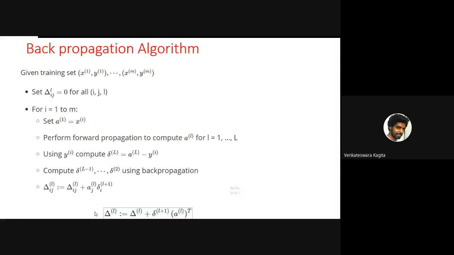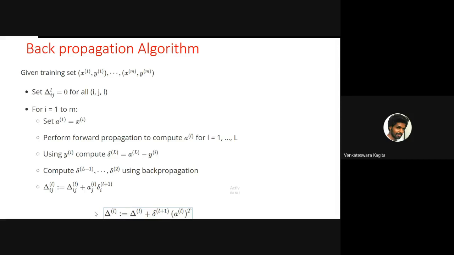And for i equal to 1 to m, this is for all the examples you are doing the same, not just for one example. So for all the examples in the training set, you are doing this. You are setting A1 to be xi. That means the input layer, A1, you are setting as the input, correct? So A1 equal to xi. It means that you are just passing the input as layer 1. So perform forward propagation to compute AL for L equal to 2 to L. So using forward propagation, you compute A2, A3, A4, and so on till the last layer, isn't it? We know how to compute.